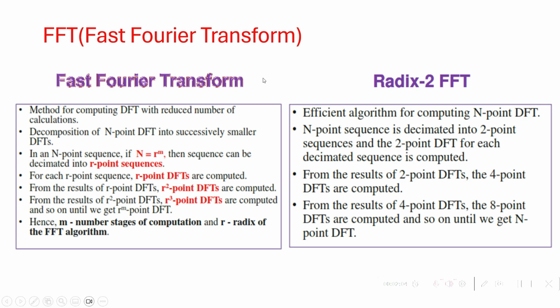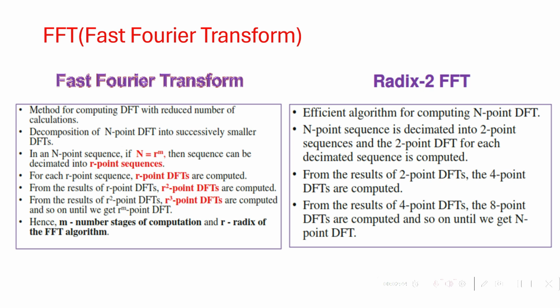So in the conventional method, the number of additions required is N into N minus 1, and similarly, the number of multiplications is N square. So we want to reduce the number of calculations. For that, we go for the fast Fourier transform. In the fast Fourier transform, the DFT is computed by decomposing the N-point DFT into smaller DFTs. For example, if you have an N-point sequence, we can denote N as r power m. Here r is the radix. So the sequence will be decimated into r-point sequences.